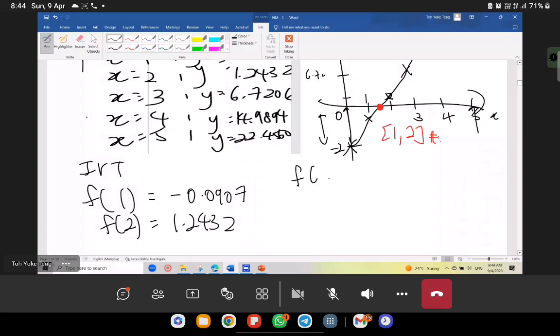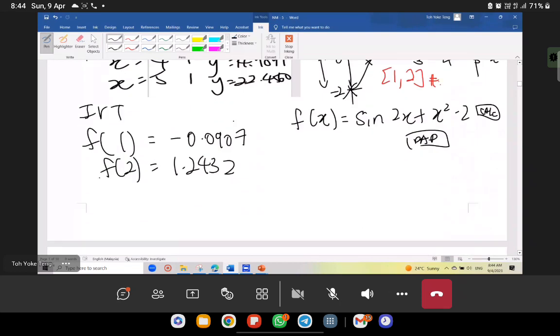So remember that f of x equals sine 2x plus x squared minus 2. Please remember that your calculator must be in radian mode, and then you just press the calculate button. Show me the value and then write down the conclusion.